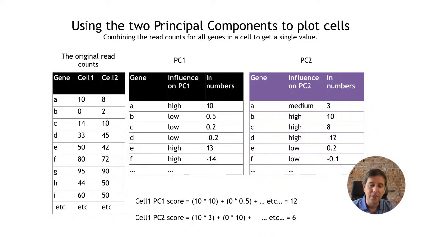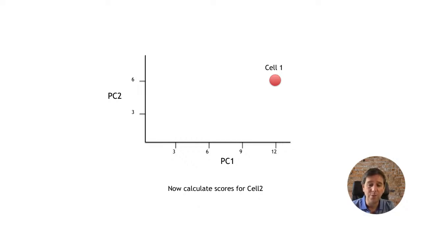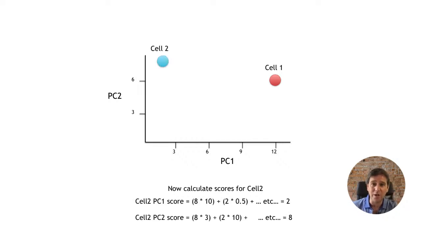And I can take that 12, 6, and I can draw cell 1 on our main result, our PC score plot, our scores of these things on the PCs. So here it is, it scored 12 on PC1 and 6 on PC2, so I use that as my X and my Y axis, and I've got a point for cell 1. And I can do the same thing now for the second column of original data. I would get some values, and for example, if I got 2 and 8, that's where it would lie.